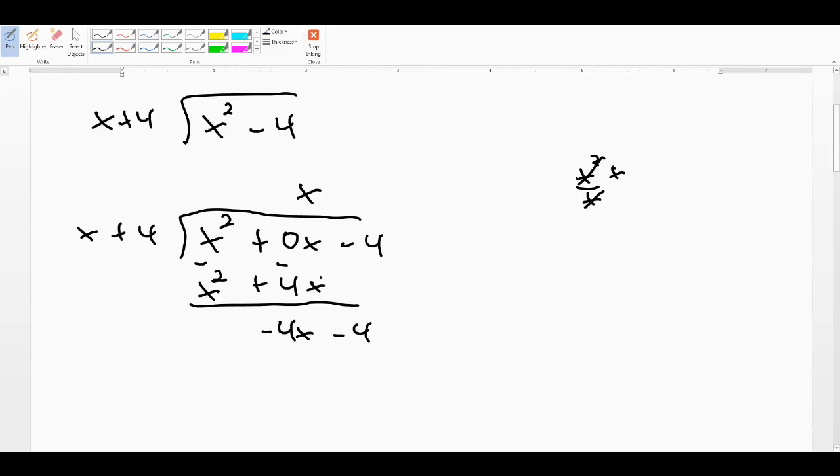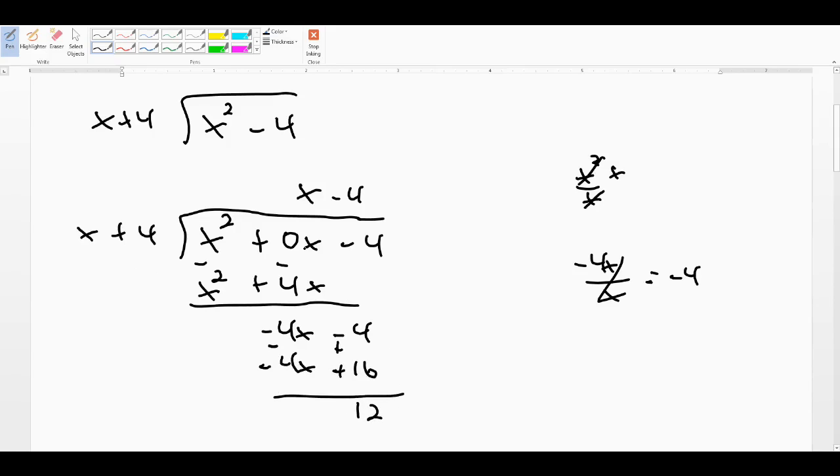Bring down the minus 4. Divide x into negative 4x. X is canceled, leaving negative 4. That goes on top. And in all actuality, I don't have to do anything else because I'm done. Let's just go ahead and multiply it out. Negative 4 times x is negative 4x. Negative 4 times 4 is negative 16. Subtract. That does become a positive. That leaves us with a 12.